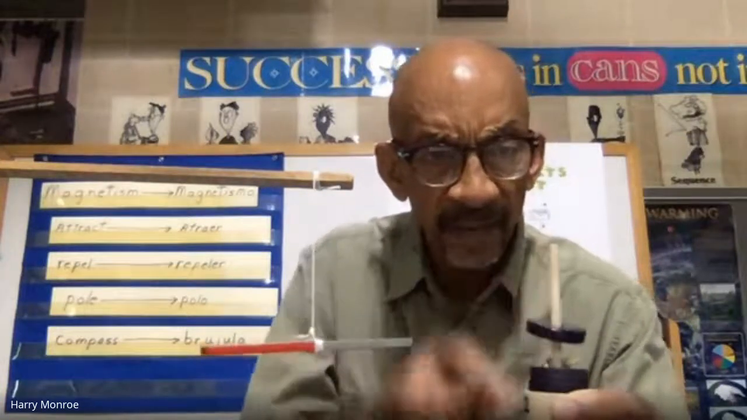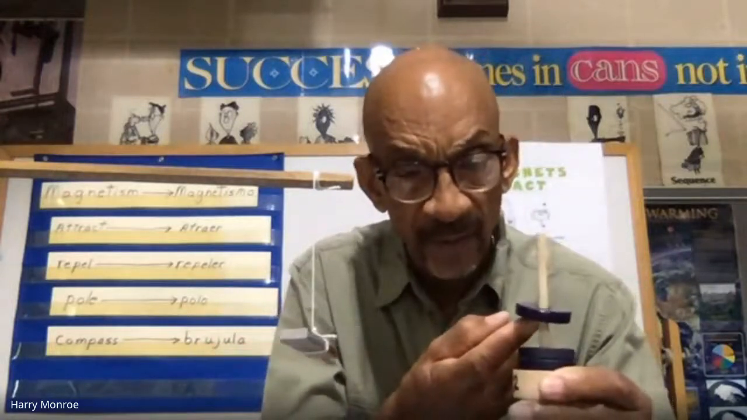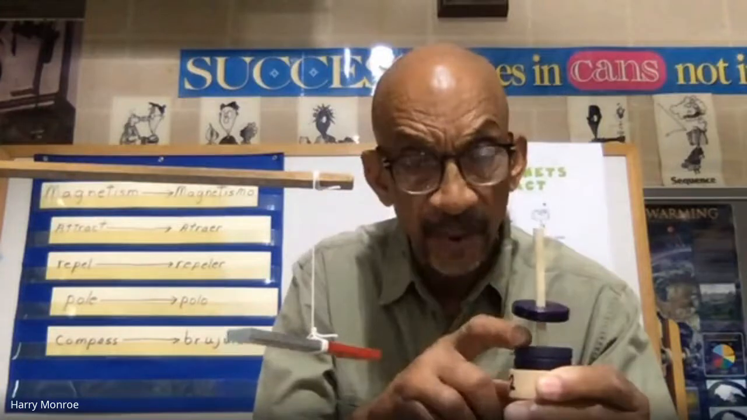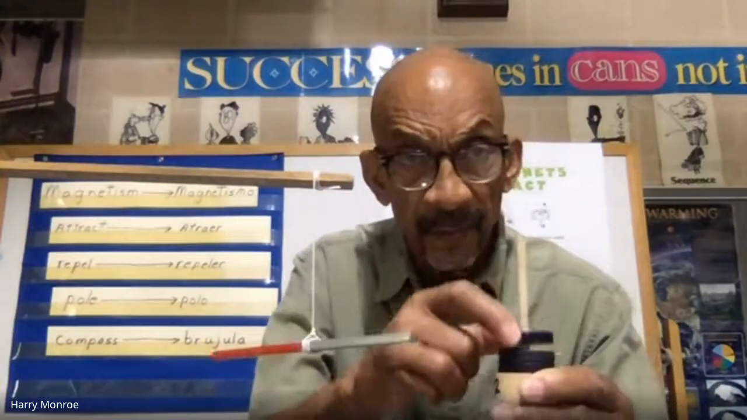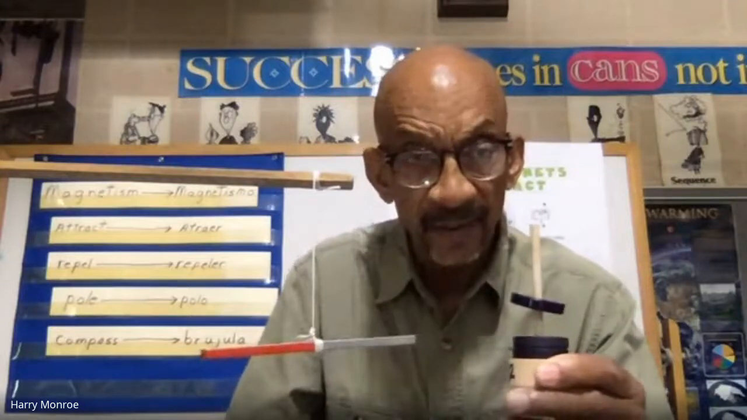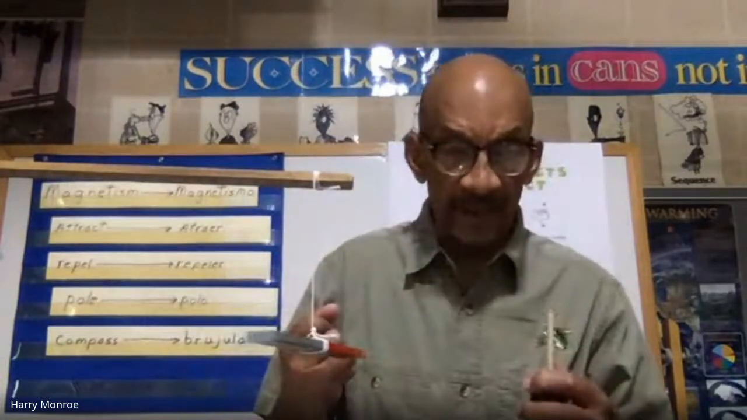Could it be that maybe this is the south pole of this ring magnet and this is the south pole of this ring magnet? So what are they doing? They're repelling each other. If I turn it and reverse it, look what happens. It goes down. So again, like poles repel each other. Unlike poles, what do? They attract each other.